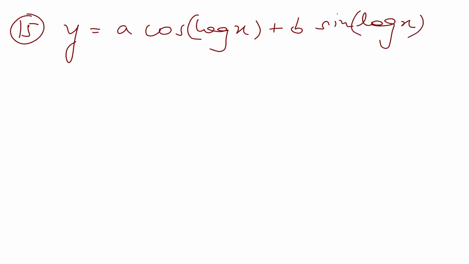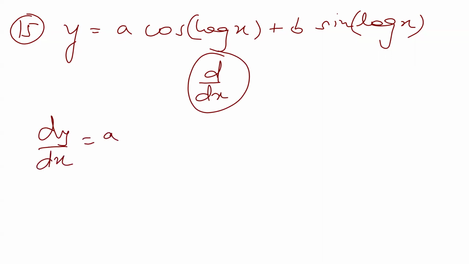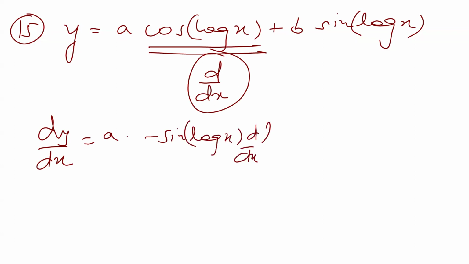So it's a big thing they're asking us to prove. The LHS part is quite big. It has three terms, and they involve d square y by dx square and dy by dx. So we eventually will have to differentiate this twice. First derivative, dy by dx: a cos log x gives minus sin log x, d by dx of log x. So apply the chain rule over here.